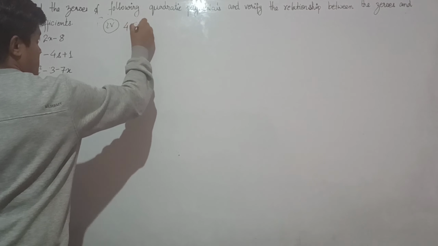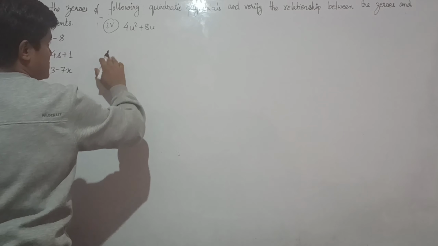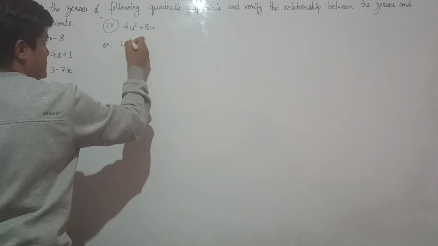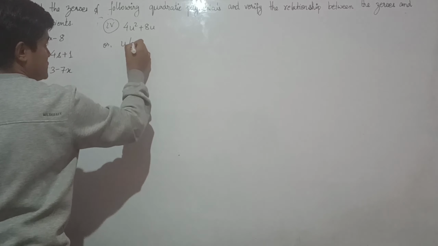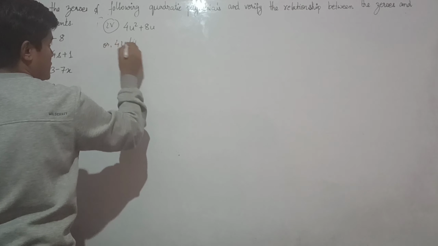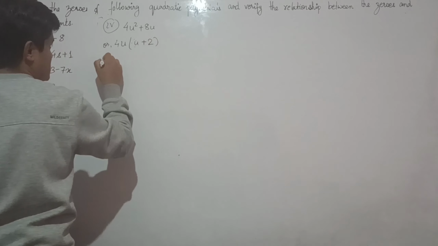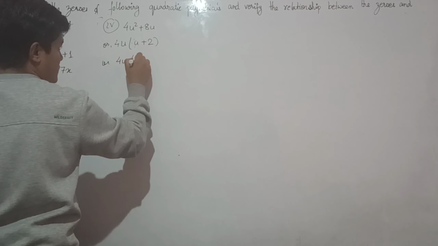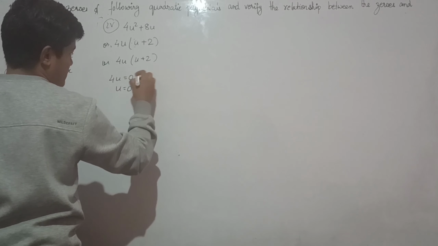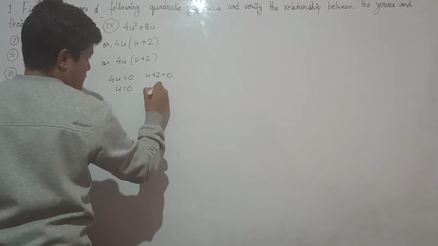Next question: 4u square plus 8u. Again, since we need to find the zeros, we take u common. The middle term break and product zero is needed, so take 4u common: 4u into u plus 4 into 2 is 8, so 4u or u plus 2. So 4u equals to 0, so the value of u is 0, and u plus 2 equals to 0, so u equals to minus 2.